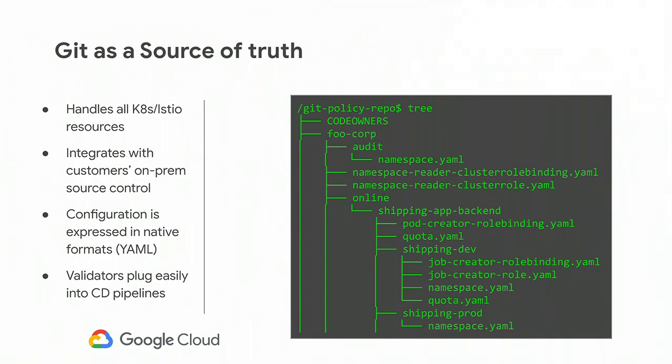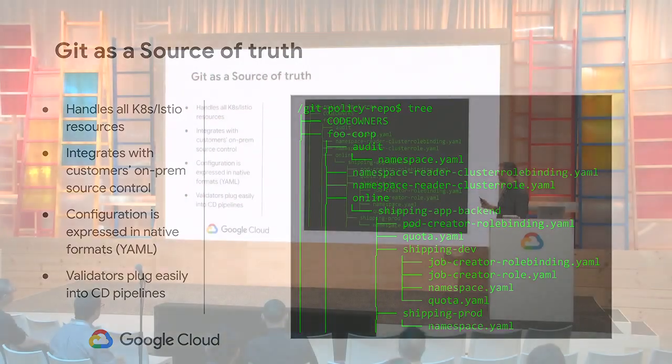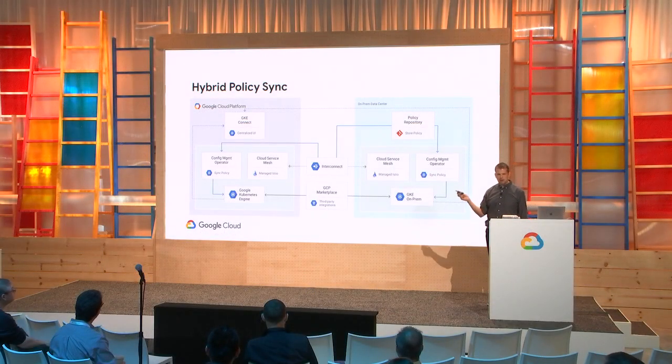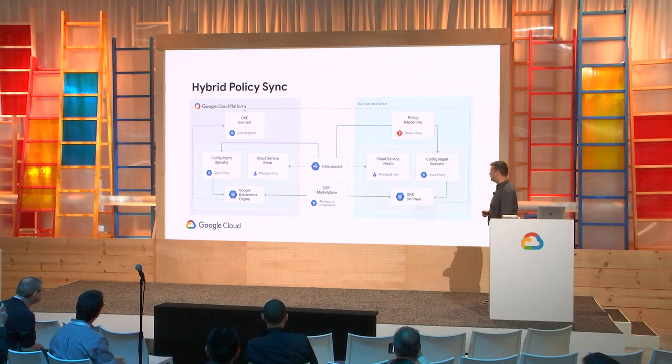So you can see on the right here, I've got a directory structure of a repository. I'm putting all of my stuff in namespaces. I've got quota. I've got role bindings. And it looks very much like a repository you might set up for yourself if you were just applying these things with kubectl. I'll get more into that when we go into the demo, but that's the basic structure of it.